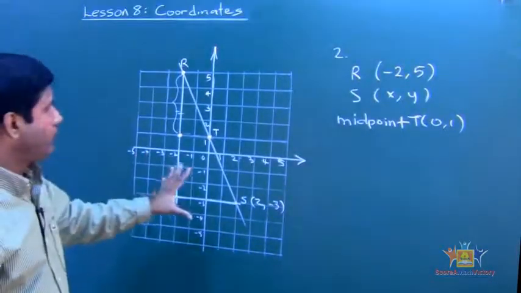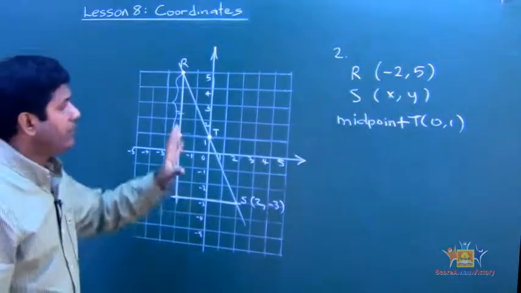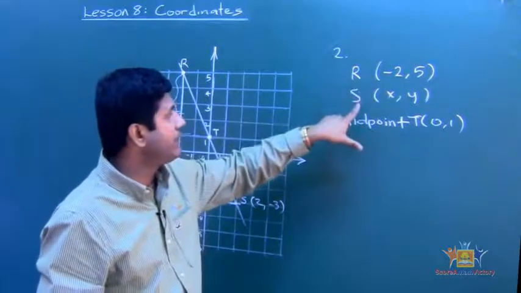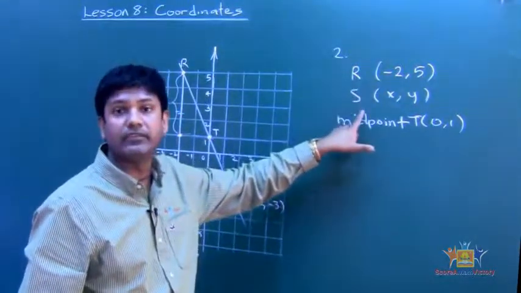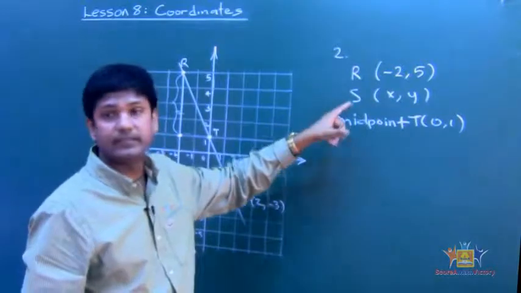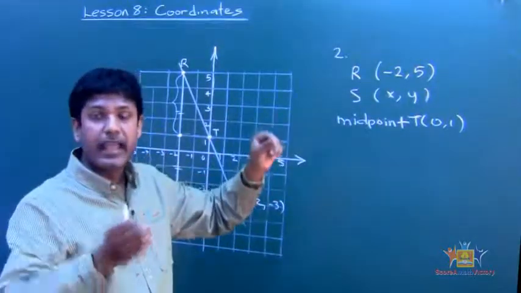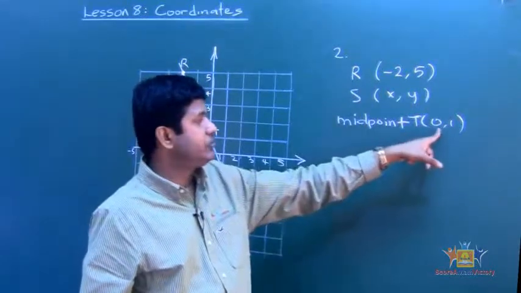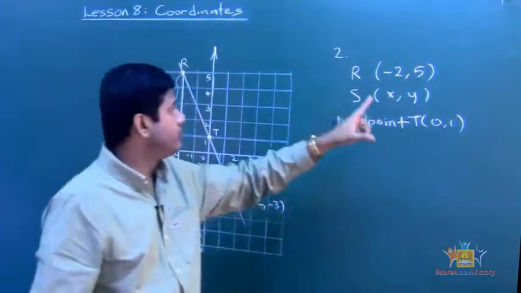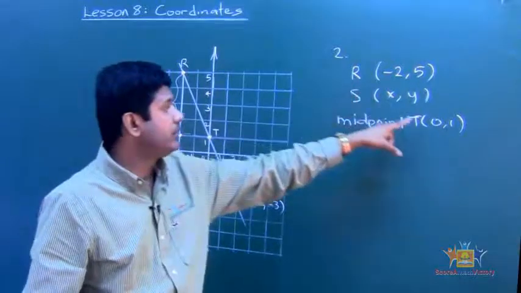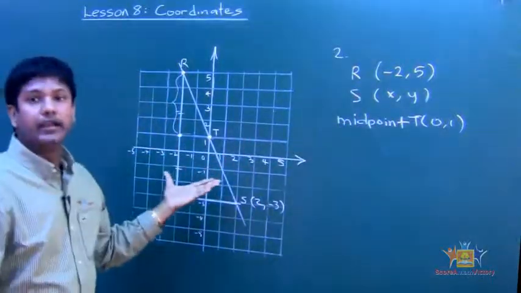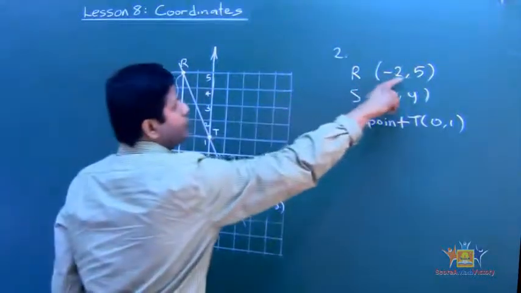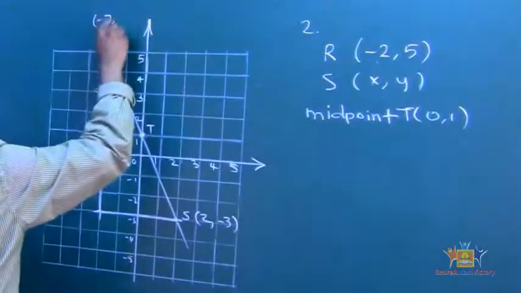Okay, so let's review. Let's recap what we did. This is the information that was provided for us. We're given R and we don't know S. We're looking for S because R and S are the 2 points. And then we're told the midpoint of RS is T, which is 0, 1. So what did we do next? We plotted these 2 points on the Cartesian plane. We plotted R, which is -2, 5.